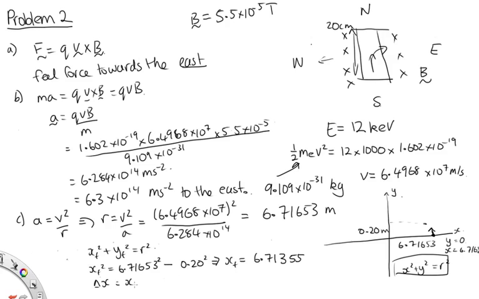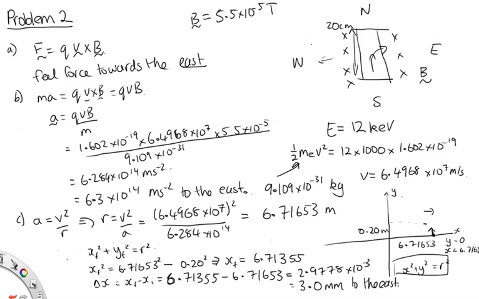And so the change in x, which is how far it's moved in the east-west direction, is equal to the x final minus x initial, which is the 6.71355 minus 6.71653. Now we're going to end up with a negative answer, but we know it has moved in this direction towards the east, so we can just ignore that negative sign. What we end up with is 2.9778 times 10 to the minus 3, which is equal to 3.0 millimeters to the east, is its displacement as it goes through that tube.